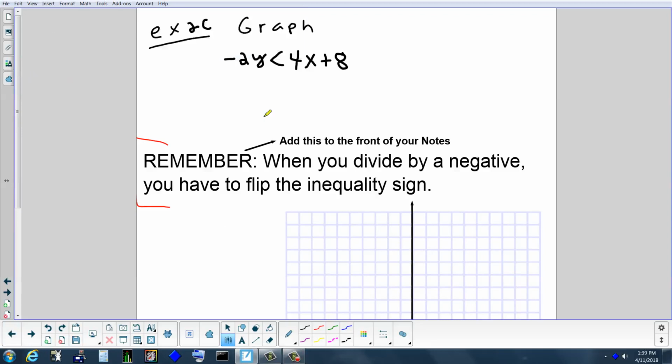Guys, I'm gonna go through this one step by step because it has that negative in it. So you're gonna divide by -2, right? Divide by -2, and then you're gonna flip the inequality sign.